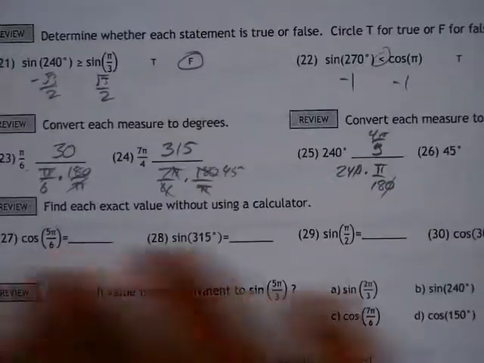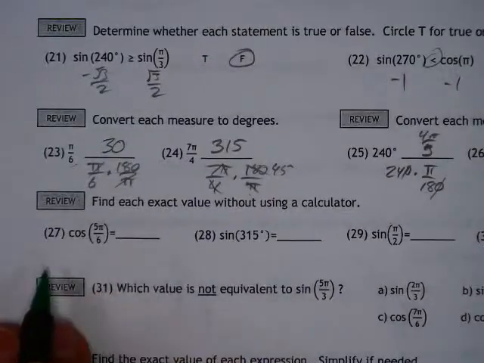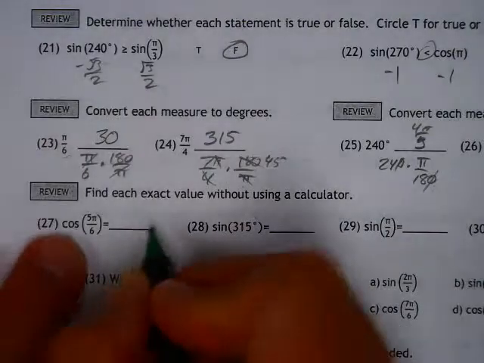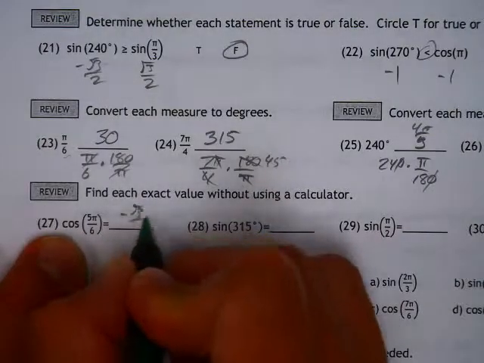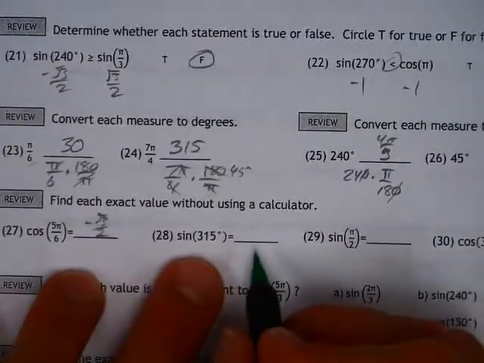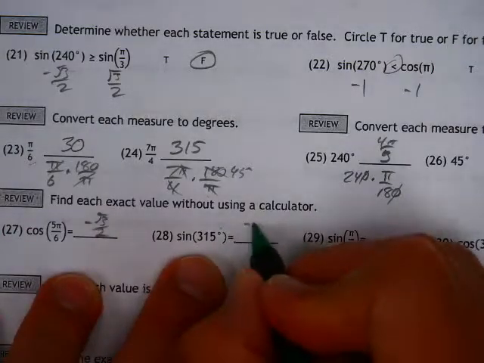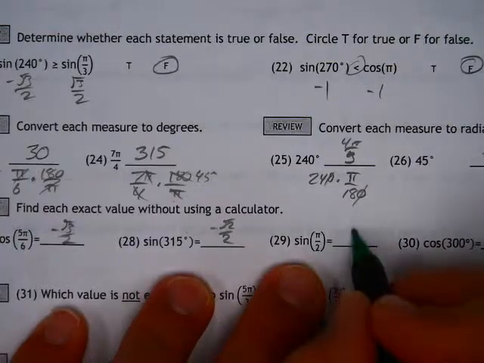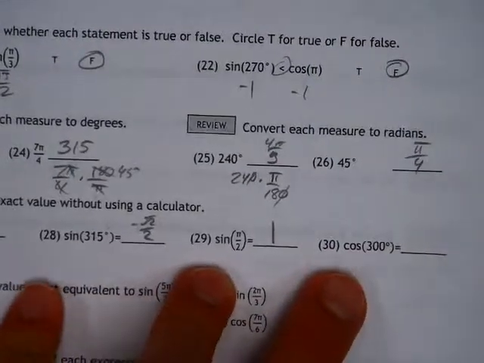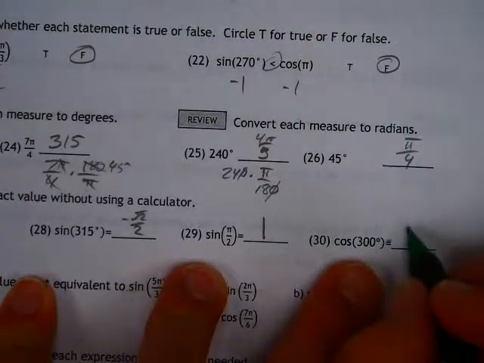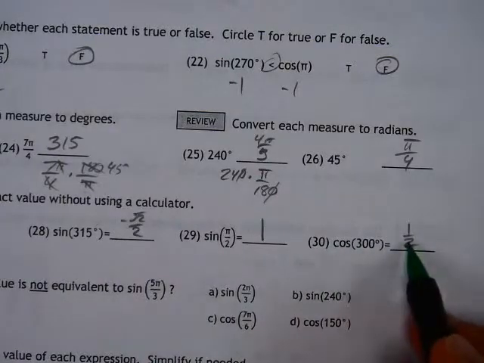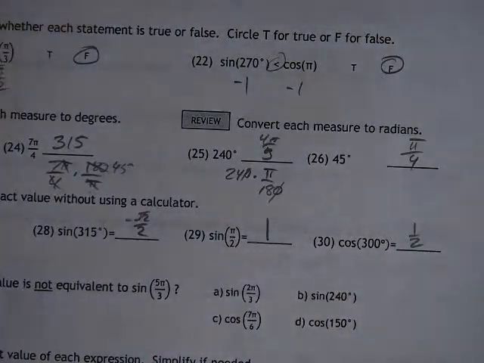And then exact value without a calculator. This is all kind of unit circle stuff. Cosine of a short triangle in the second quadrant, negative root 3 over 2. Sine of a 45-degree angle in the fourth quadrant, negative root 2 over 2. Sine of pi over 2, that's straight up. Since it's up, it's positive, it's 1. Cosine of a tall triangle in the fourth quadrant, that's a positive 1/2 because it's going down the greater distance, but it's going over the short distance. We'll do the rest on the next video.